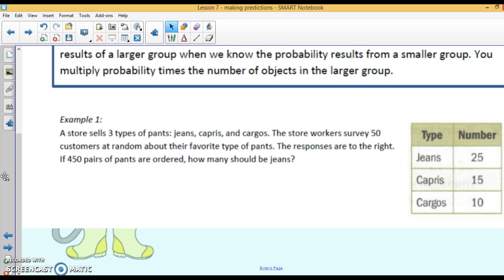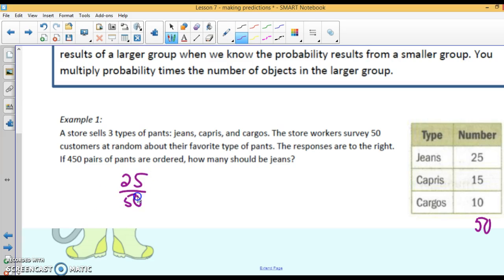Well, let's look over here. The total people surveyed, 25 jeans, 15 capris, and 10 cargos. If I add that, that's 50 surveyed. Or no, that's what they surveyed. So, they said 25 out of 50 said they would buy jeans. Well, X out of 450 need to be jeans. This is a pretty simple problem, it ends up being X is 225.